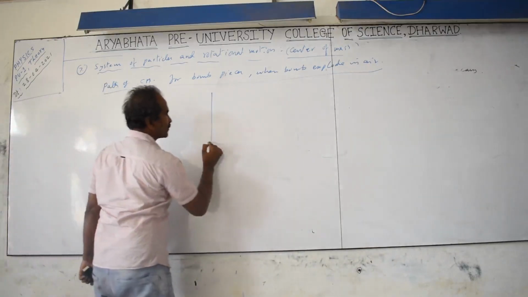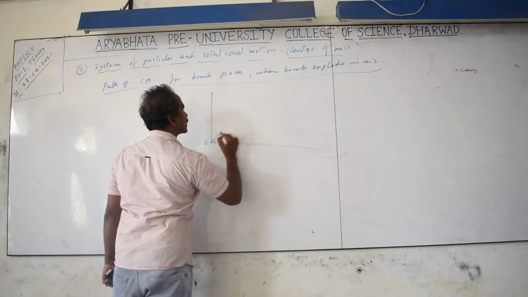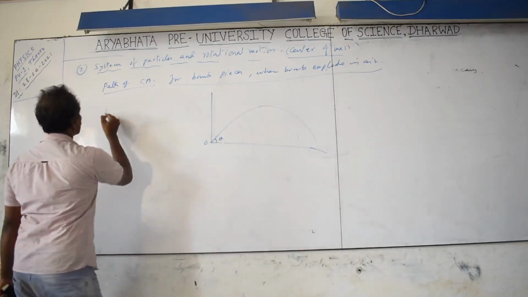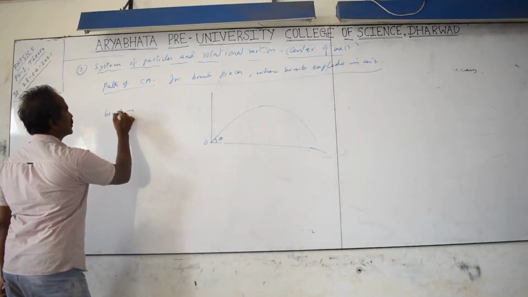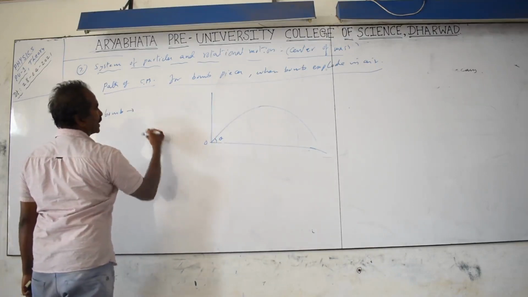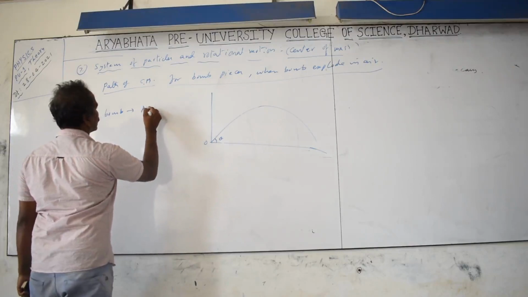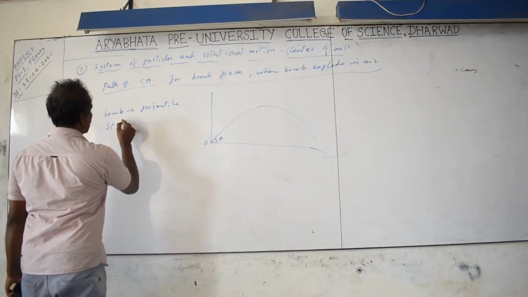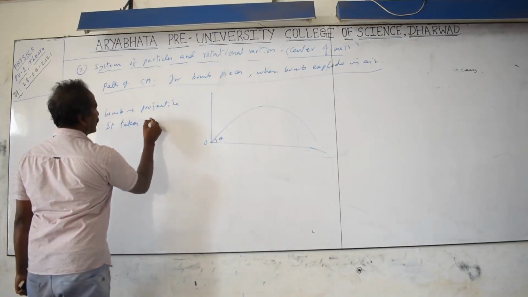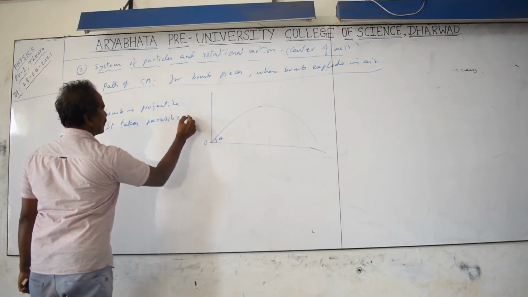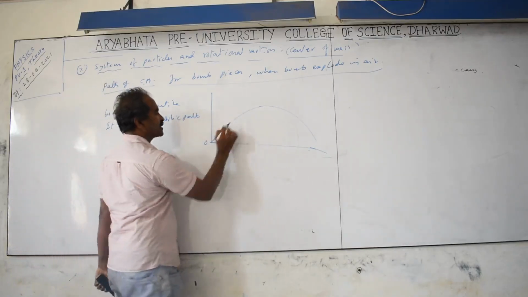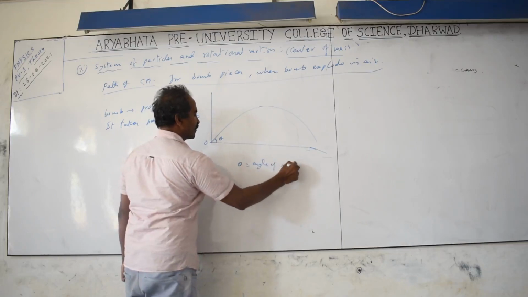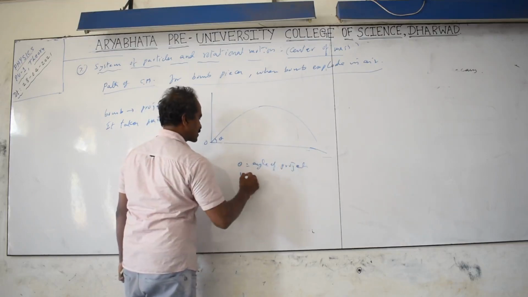If you take a bomb and throw it into the air at some angle, it takes a parabolic path; it becomes a projectile. A bomb thrown into the air at some angle is equal to a projectile, and the path taken by a projectile is a parabolic path. So I am throwing the bomb at some angle theta. Theta is the angle of projection, and u is the initial velocity.